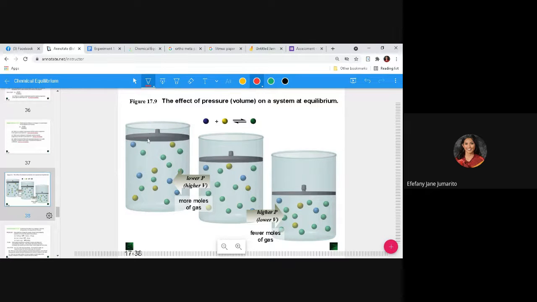Okay, so if we have this one, the effect of pressure and volume on a system at equilibrium. We have this formula, PV equals nRT. So what is the relationship of your P and V? Is it directly proportional or inversely proportional? Is it dependent or independent?